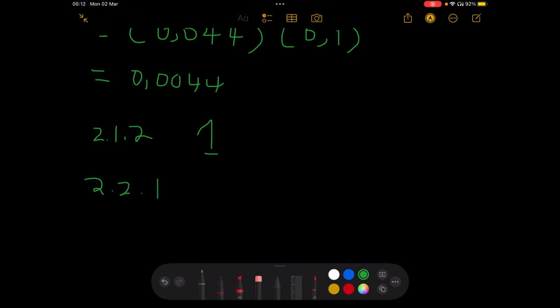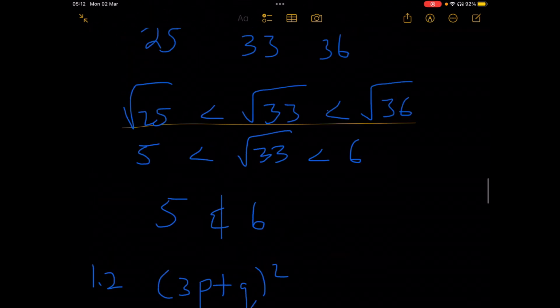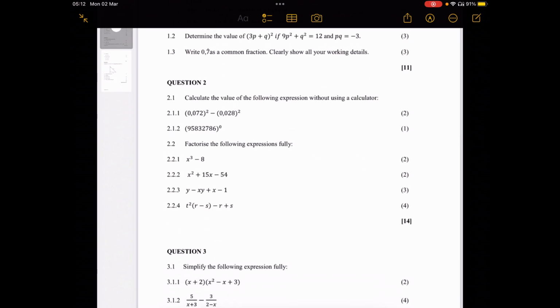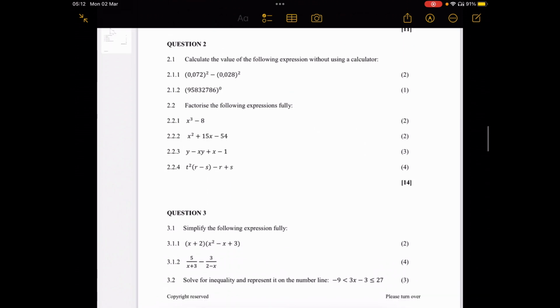2.2.1 should be our x cubed, or factorize x cubed minus 8.